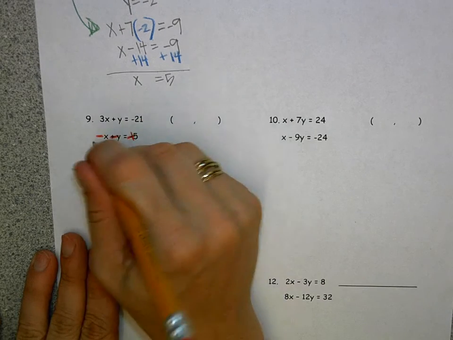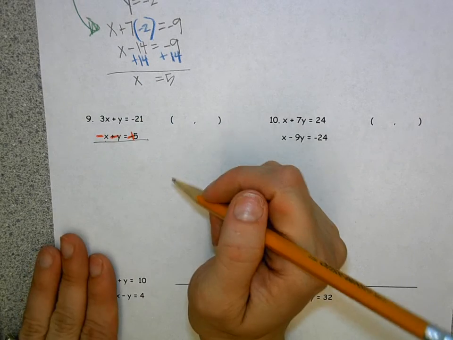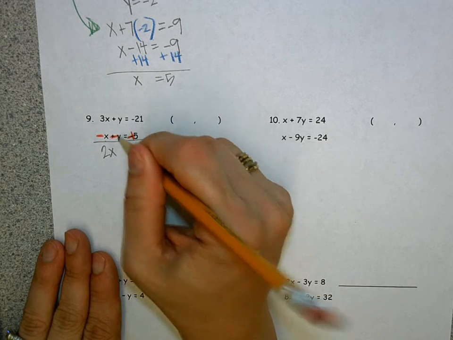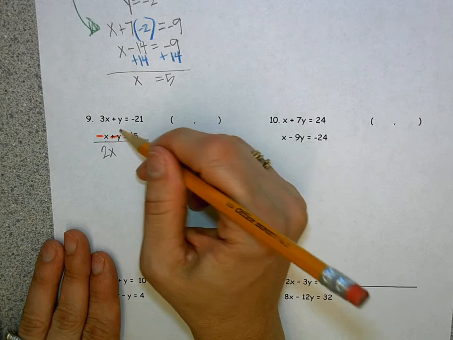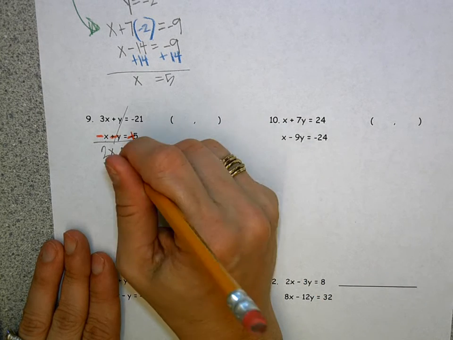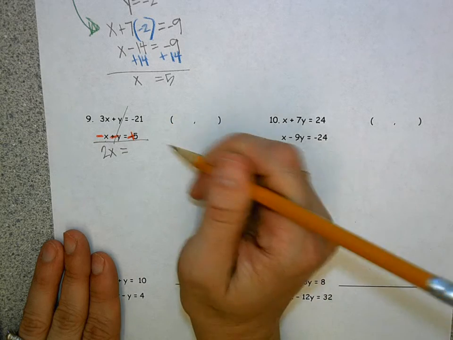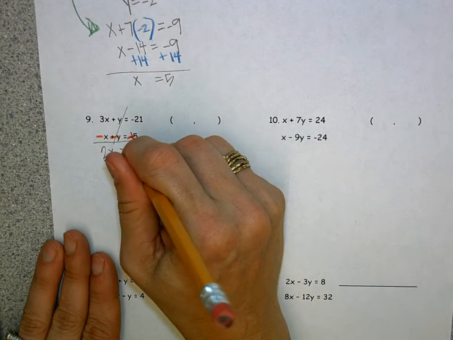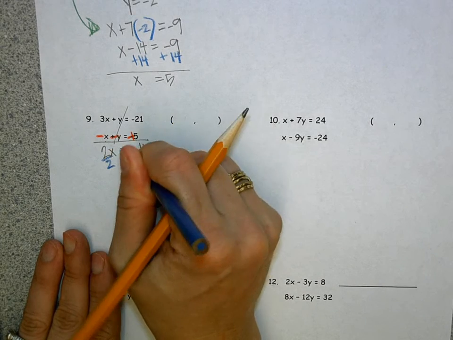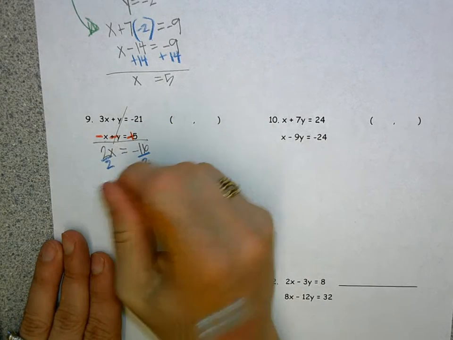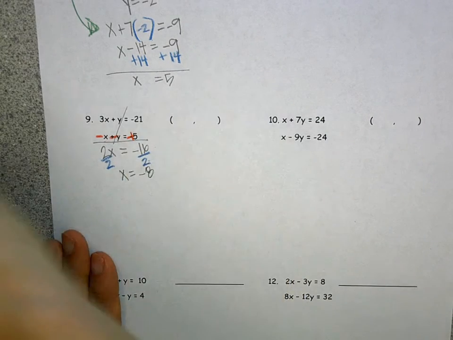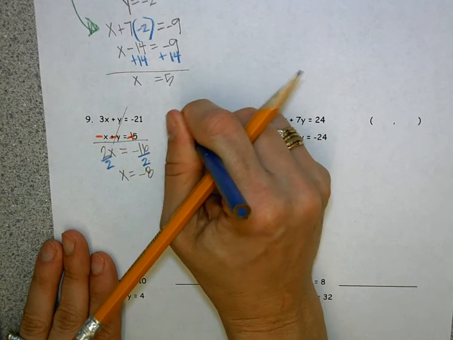Then when we add these together, 3x minus x gives you what? 2x. What's positive y and negative y? They go away. If something doesn't cancel, you messed up. You have to have something cancel. So equals negative 21 and positive 5 gives you what? Negative 16. Then to get x by itself, divide everything by 2. So that leaves you x equals what? Negative 8. So negative 8 is the first part of your answer.